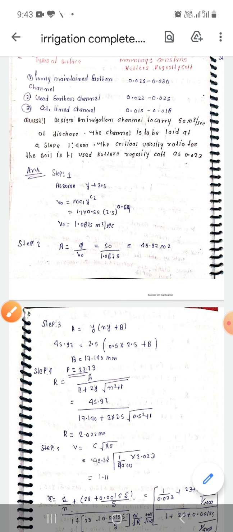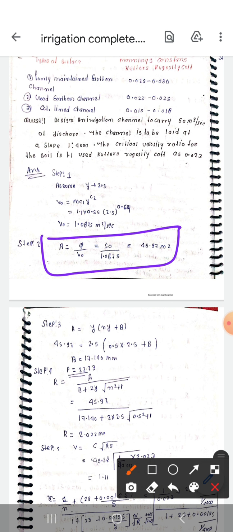In the second step we have to calculate the area. Area can be calculated as Q upon V naught. Q is given in the question as 50. V naught is 1.0875, which we have calculated in the first step. So cross section area comes out to be 45.97 meter square.